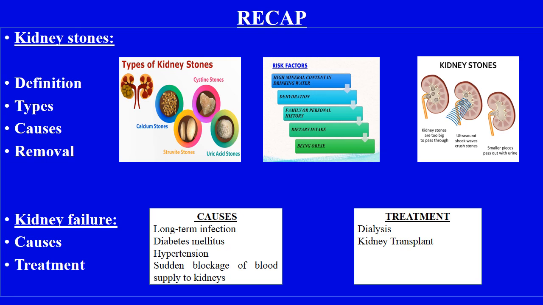And then in the case of kidney failure, we have done two things. One is the causes and treatment, and the kidney failure is the complete or partial failure of the kidneys to work. And the causes are long-term infection, diabetes mellitus, hypertension, sudden blockage of blood supply to the kidneys. These are the four causes of the kidney failure. And in the treatment, we have done two things: dialysis and kidney transplant.